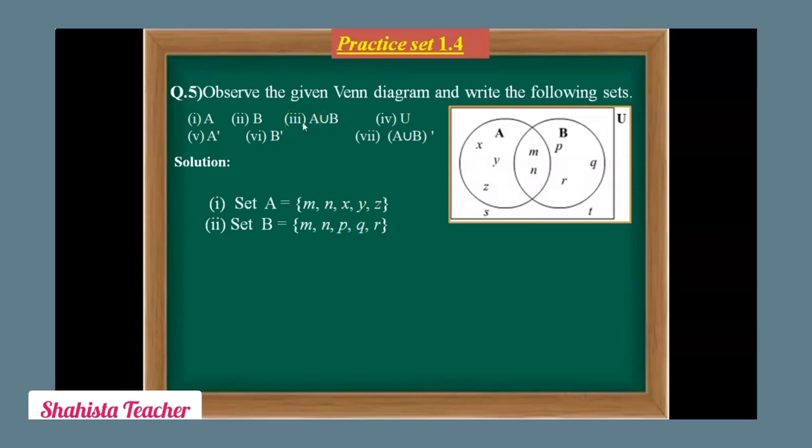Now the third sub question says A union B. Union of two sets means all the elements which are present in the given sets. Here the given sets are A and B. U is the universal set. Here we have to show only the A and B relation. So A union B means all the elements present in A and B, and we write in sub question 3: A union B carries M, N, X, Y, Z, P, Q, R. M and N are the common elements, so we will not write them again and again. They will be written only one time.